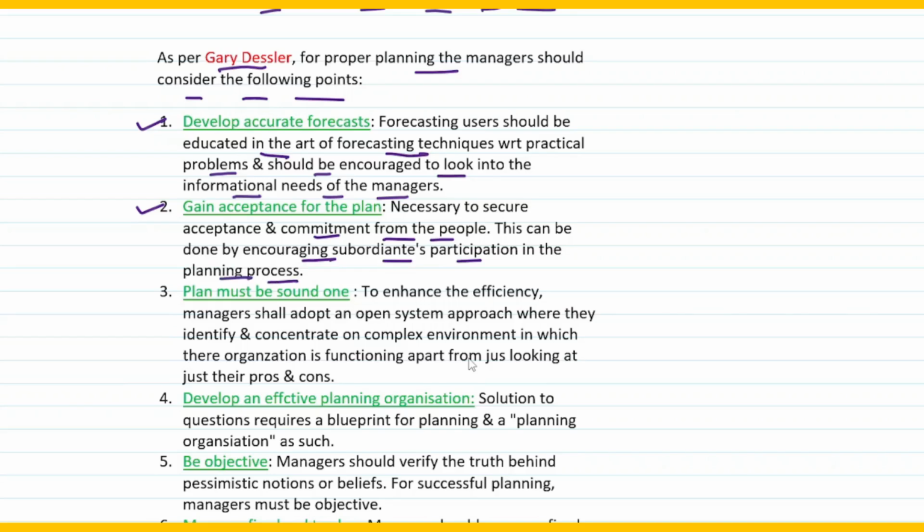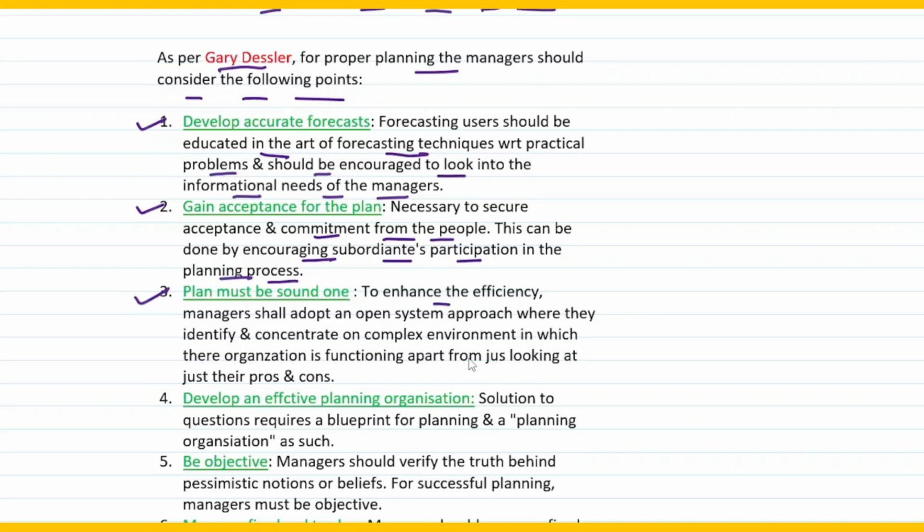So you have to make sure that whenever you're doing planning, you involve the lower level management also, or the middle level management. It should not be just the top level doing it and passing on the burden to the lower or the middle, ultimately affecting the planning process, right? The plan should be a sound one. Sound one means it should have a lot of substance in it. It should not be made just for the sake of making it.